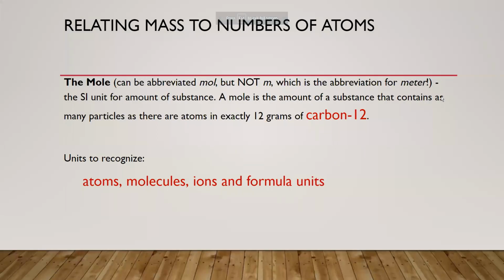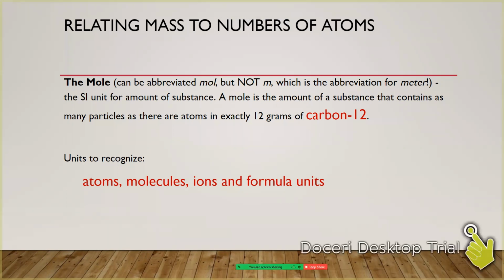All right, so let's talk a little bit more about that and how we're applying that today. The mole can be abbreviated as MOL, but not just a little m, because that already stands for meters. And once again, just like atomic mass units, carbon 12 is your standard on this. So a mole is the amount of a substance that contains as many particles as there are atoms in exactly 12 grams of carbon. So if I massed out 12 grams of carbon and I was able to count every atom, I would have what would be called a mole of atoms.